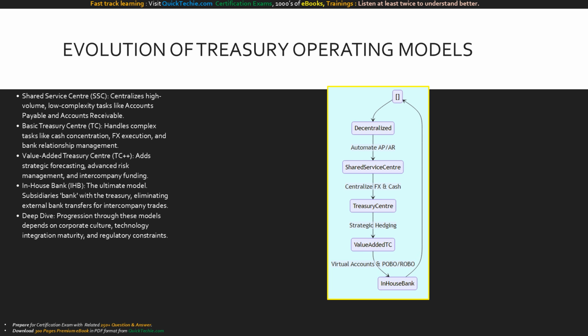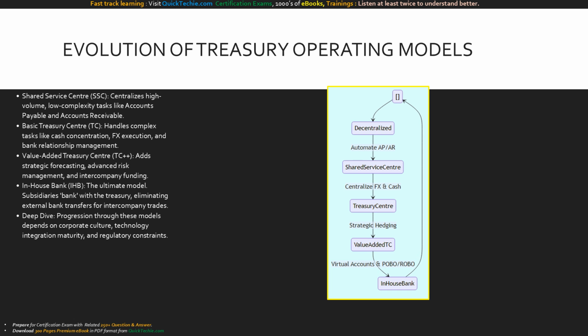Let's walk through this state diagram, which maps the evolutionary journey of a corporate treasury. We start at the far left in the decentralized state, fragmented and costly. The first leap forward is moving to the shared service center state, driven by the automation of AP and AR. From there, we evolve into the treasury center, marked by centralizing our FX and cash management. As our technological capabilities mature, we transition into the value-added TC, where strategic hedging and advanced analytics take center stage.